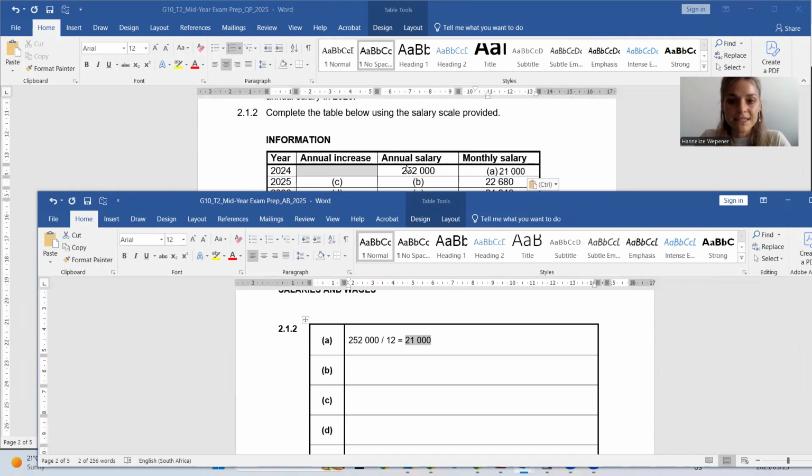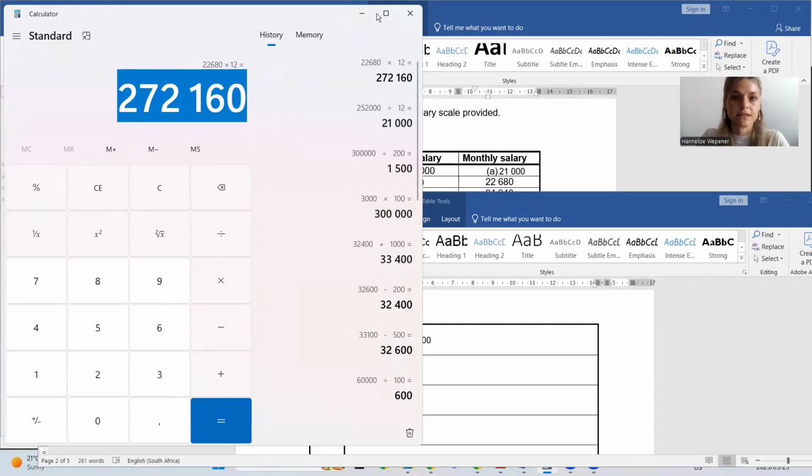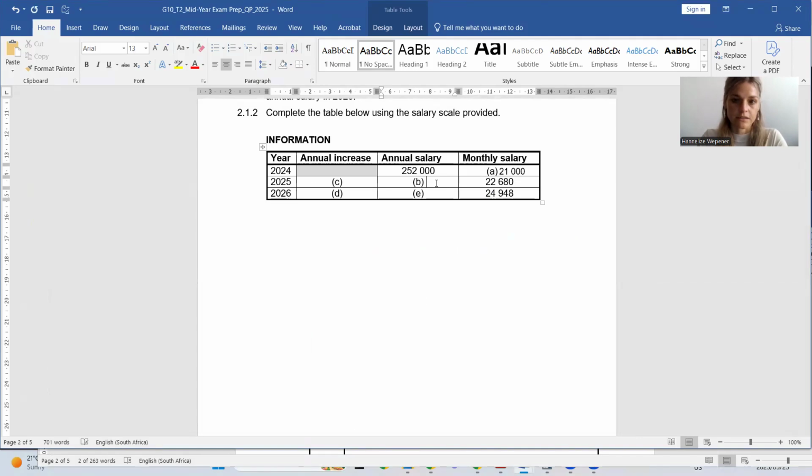So B wants to know what is the annual salary if he's now earning a monthly salary of 22,680. So I'm just going to times that by 12 to see my annual salary. So times 12. There we have it, 272,160. So that is his annual salary. And once again, I'm going to take that amount and enter it here as well.